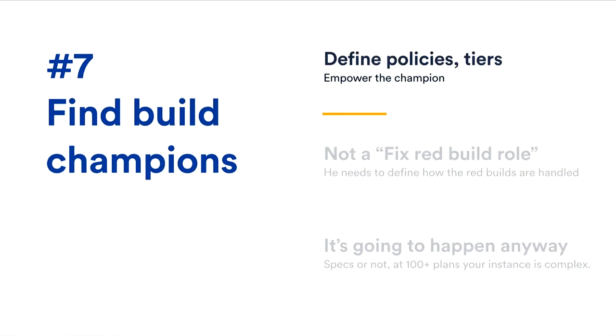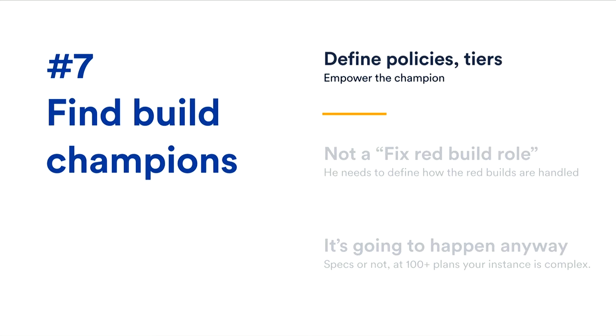Tip number 6, find build champions. This is really not that much related to specs themselves, but related to how we think you should manage your instance. So at scale, once you have more and more plans with dependencies and with different schedules, it becomes a big problem to actually manage that. If everyone does it, then really nobody does it.